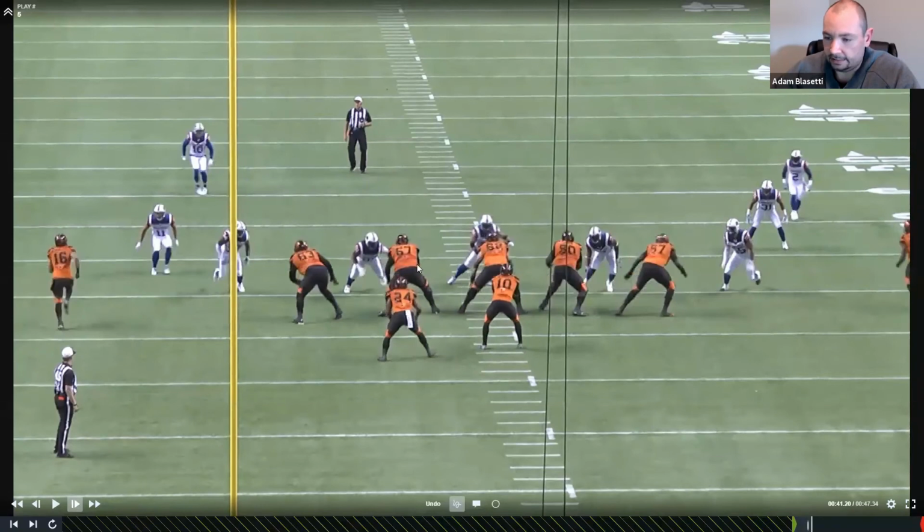So again, we're taking that inside posture. We're going to block the inside 2/3 of the defender. We'll take a look at Antonio Johnson here.